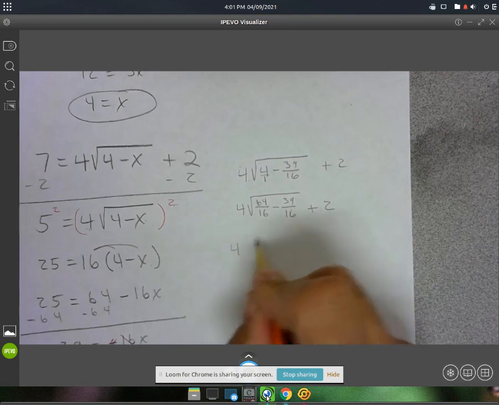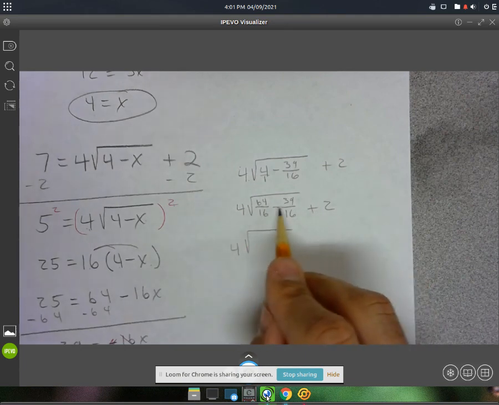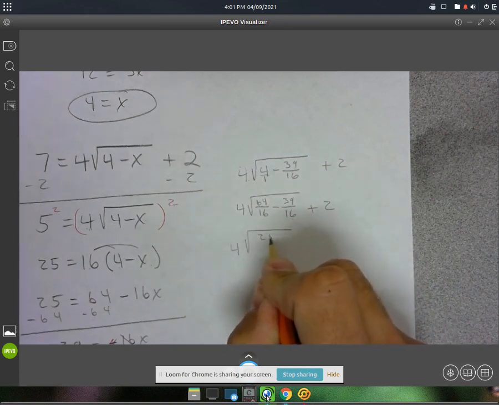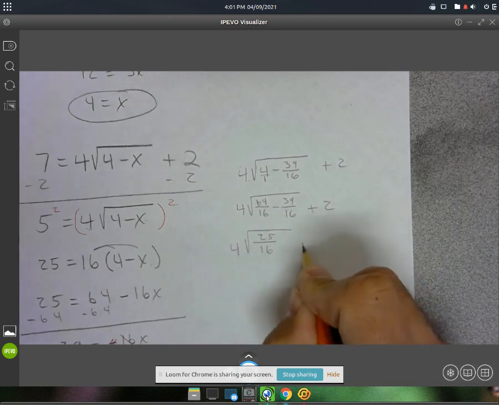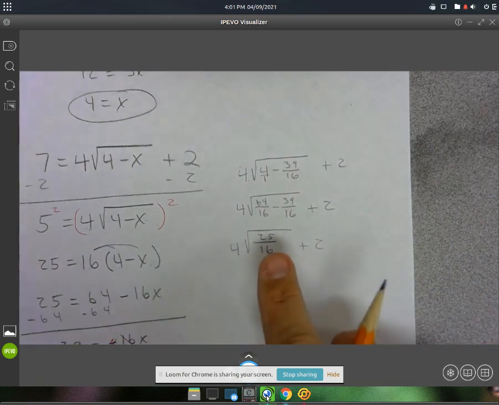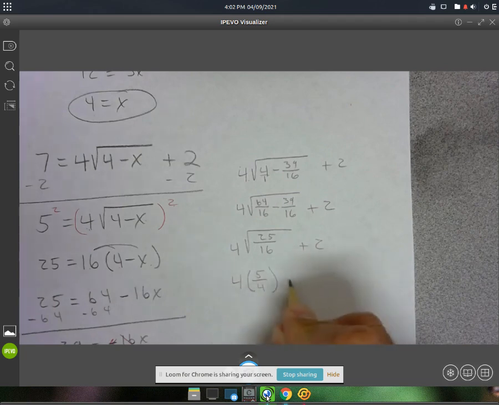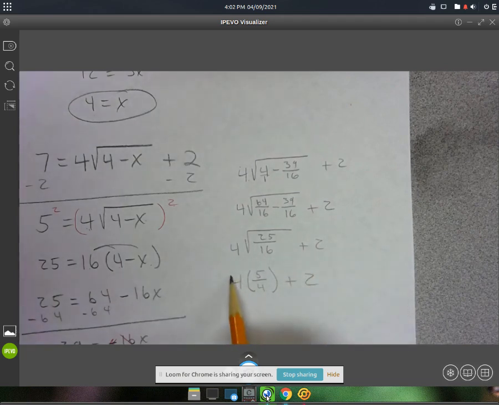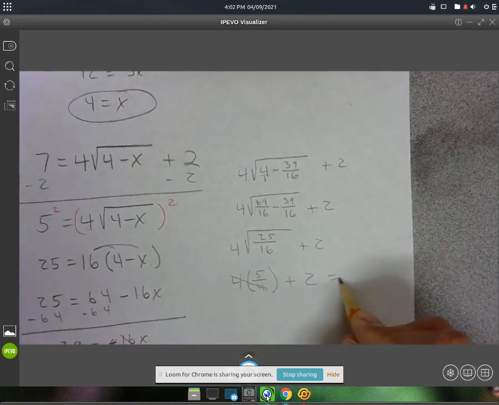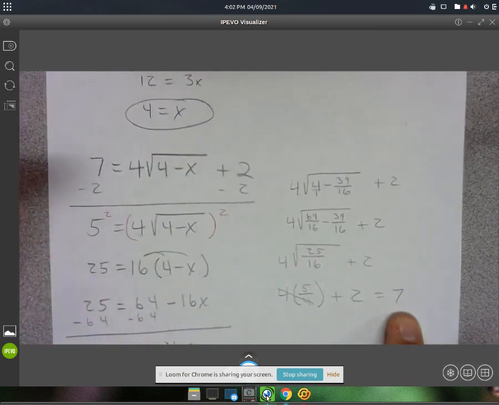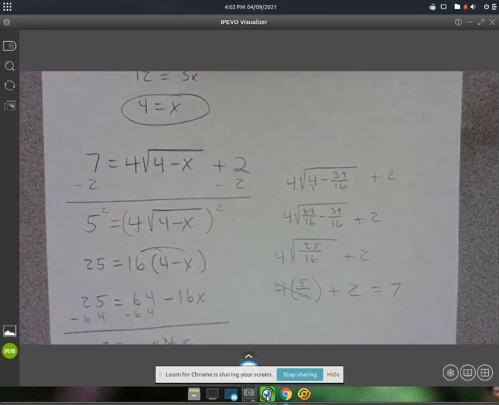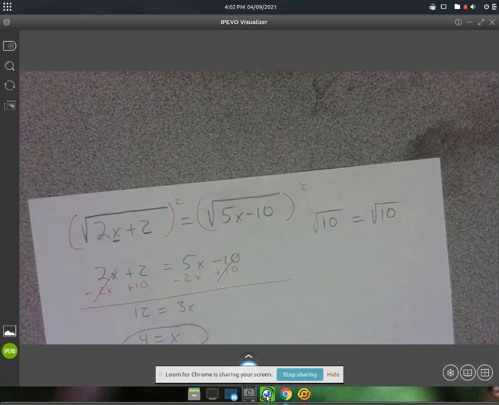And then let's go with 64 minus 39. That's equal to 25 over 16. The square root of 25 just becomes a 5. Square root of 16 becomes a 4. The 4's can cancel, and then you just get 5 plus 2. And it does, it equals 7. And that's what we were hoping for. Awesome. All right, last one here.